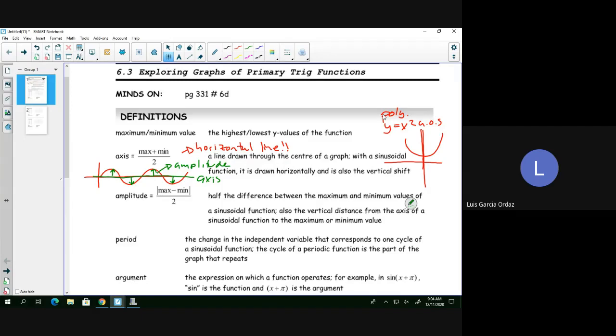Frequency? Yes. The period is the change in the independent variable that corresponds to one cycle. So the period goes from one peak to another, or one low to another. Okay? So that would be one period.